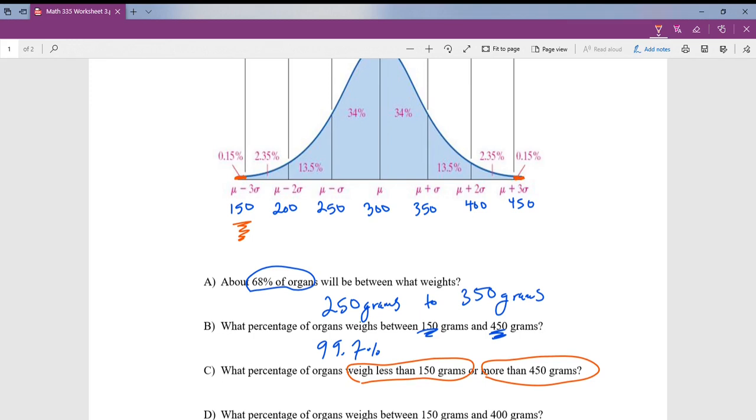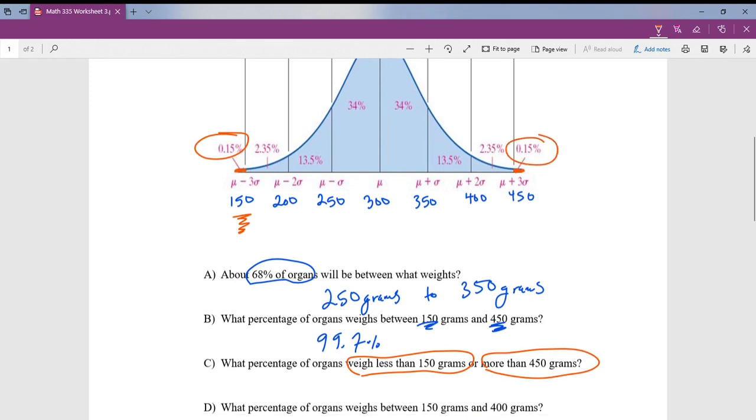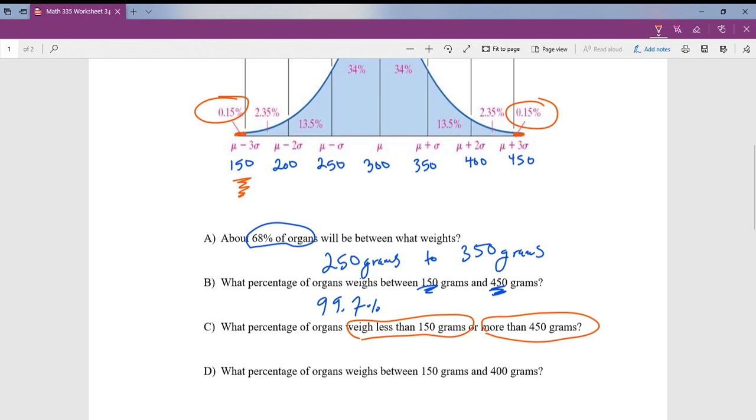So the easiest way to do it would be to add 0.15 plus another 0.15. So we'll add that, 0.15 plus 0.15, and that gives us 0.3%. So I know 0.3% of organs are going to weigh less than 150 grams or more than 450 grams. Now this is not the only way to do it. We can also look at the picture again and do it a different way.